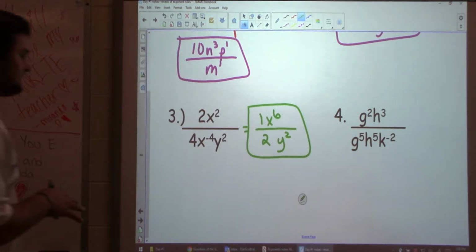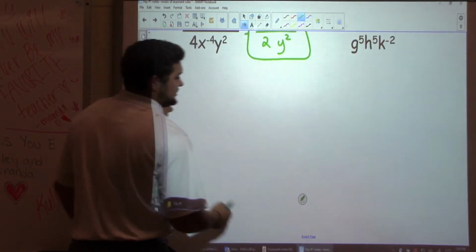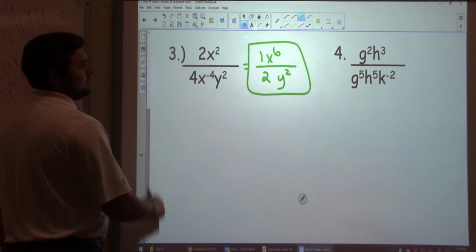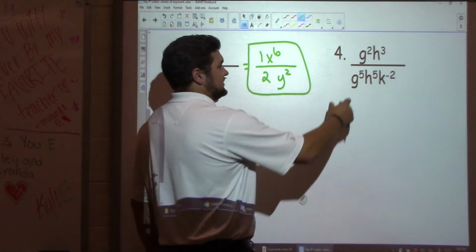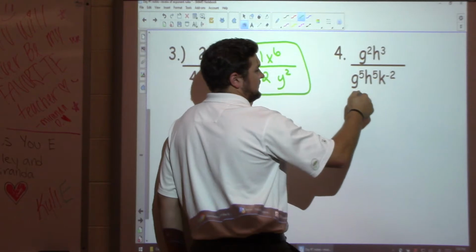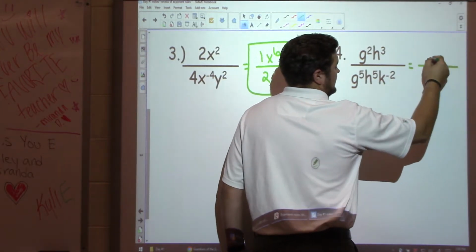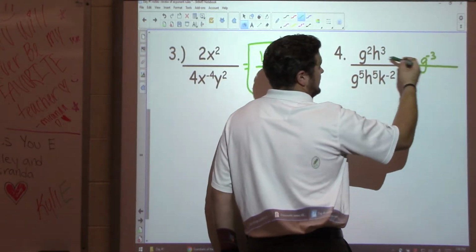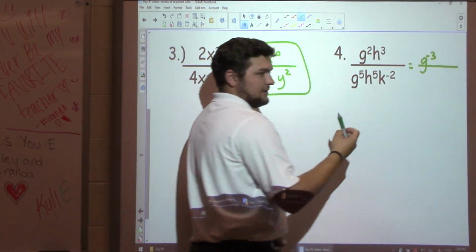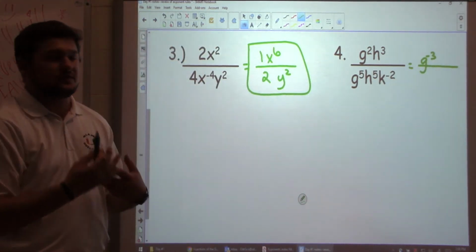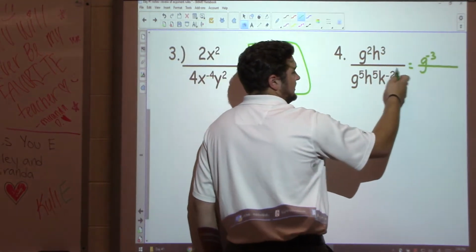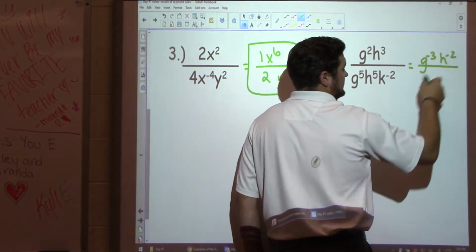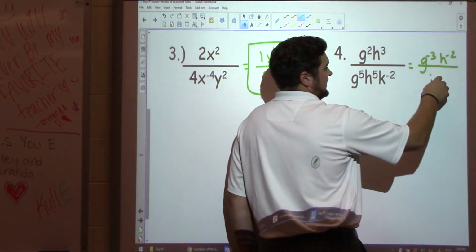Okay. Number 4: g squared h cubed over g to the fifth h to the fifth k to the negative 2. Same thing. Go piece by piece. Use your common bases. G squared over g to the fifth leaves me with g to the negative third, right? 2 minus 5 will be negative 3. I always do that first so I see where I end up on top. H cubed over h to the fifth: 3 minus 5 gives me h to the negative 2. And then k to the negative 2 is on the bottom.